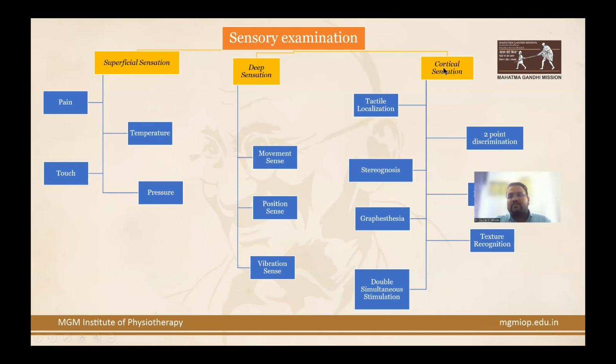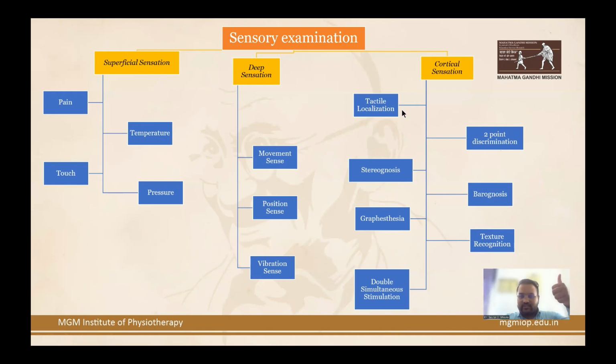Okay. Next is cortical sensation, which is also called combined cortical sensation. Combined cortical sensation is divided into tactile localization, stereognosis, graphesthesia, double point stimulation, 2-point discrimination, barognosis, and tactile recognition. Tactile recognition is like recognizing different structures with your touch; we get the sensation by that.